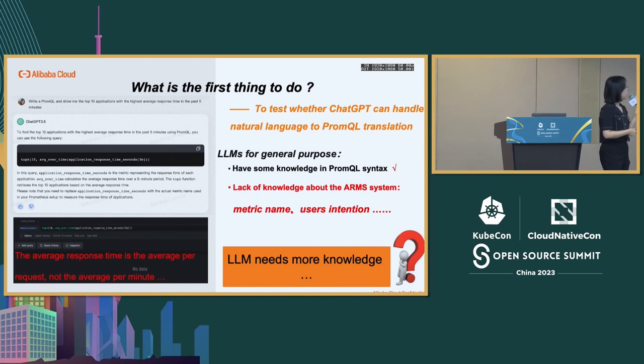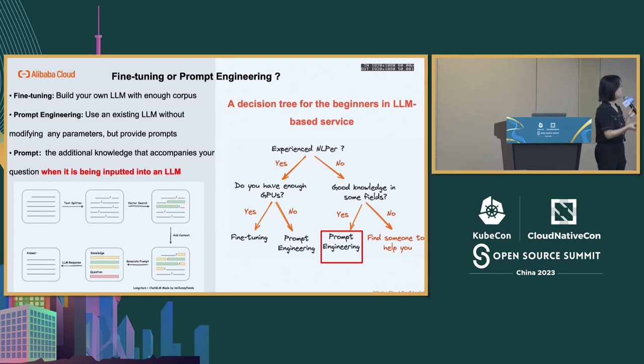And it is some wrong intent, user intention recognition, because the average response time is the average per request, not the average per minute. It doesn't make any sense, at least in the APM system. Okay, so the LLM that is for general purpose has some knowledge in PromQL syntax, because the grammar here is correct, but in lack of knowledge about the ARMS system, our system, it has no idea about the metrics names and the user's intention. It seems like the LLM needs more knowledge, and we need to put some knowledge into the LLM.